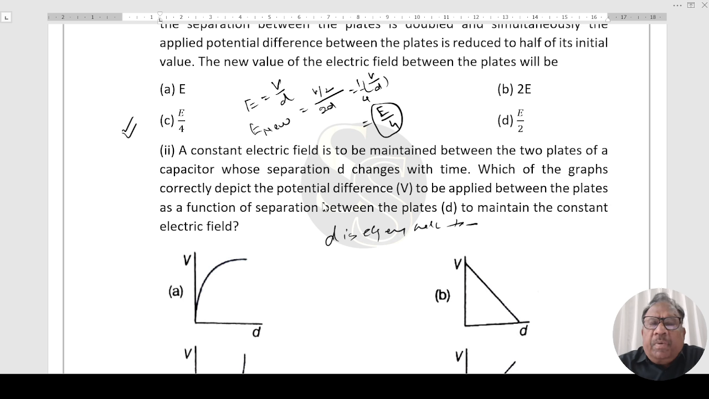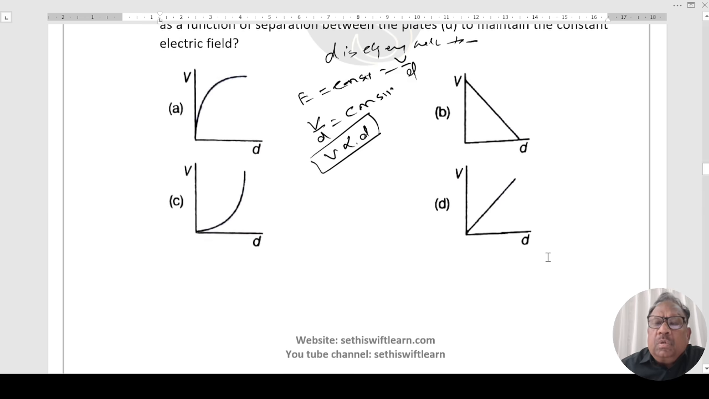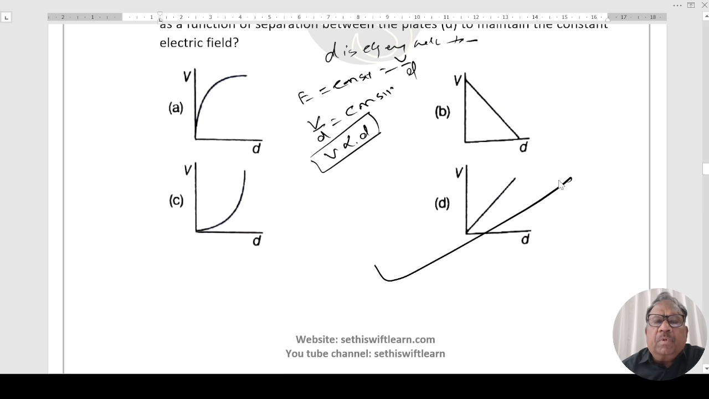Which of the graphs correctly depicts the potential difference V against the separation D between the plates? According to the question, a constant electric field is to be maintained between the two plates. That is, E is to be kept constant. V by D equals constant, that is, V is proportional to D. That is a straight line passing through the origin. So option D is the correct option.